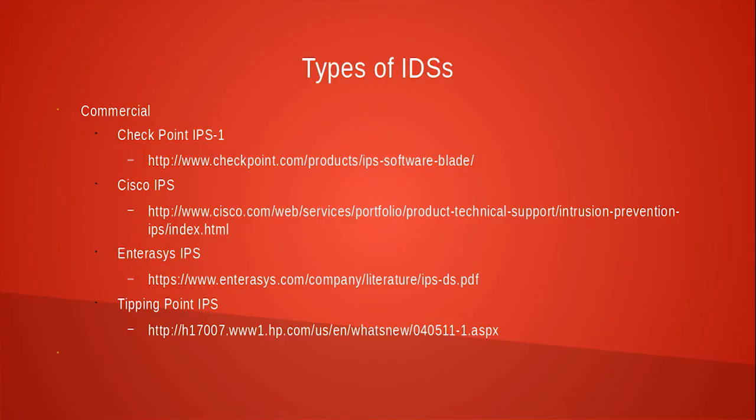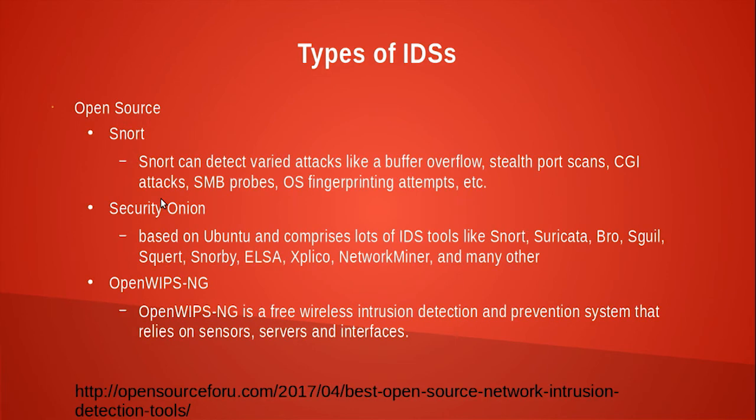Before we close this session, we will look at some types of IDS. You have commercial IPS systems like Checkpoint. You have Cisco's IPS. You have Entrust's IPS and then TippingPoint IPS. These are some commercial vendor IPS that you can see in the market. And there are different types of IDS. In open source you have IDS. When I say IDS, IPS, IDS can also be used for most IPS activities, and vice versa.